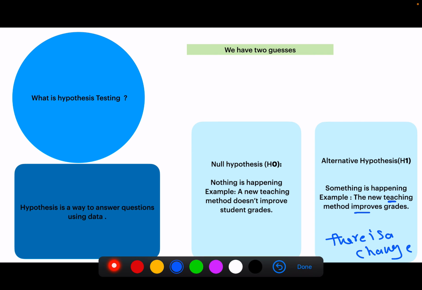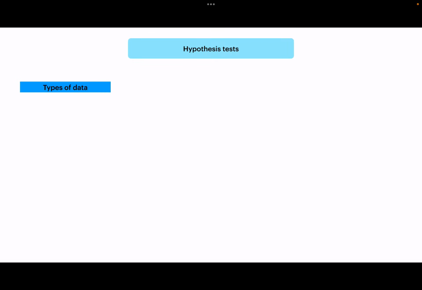Okay, now we will show you hypothesis tests. Before we discuss hypothesis tests, we will discuss types of data. The first type of data is numerical data. Numerical data means numbers. For height, we use numbers, and also weight and BMI.